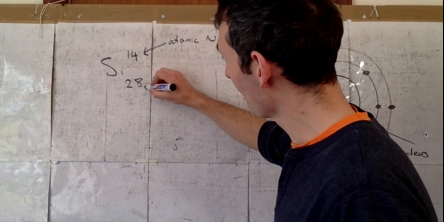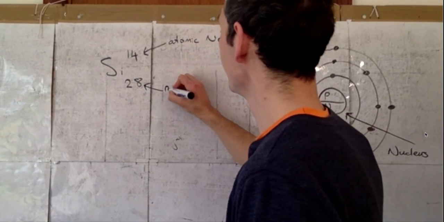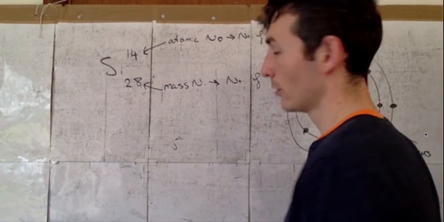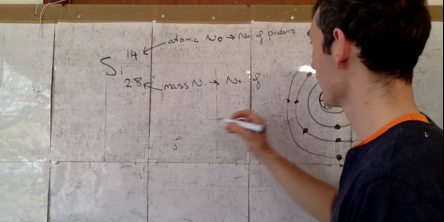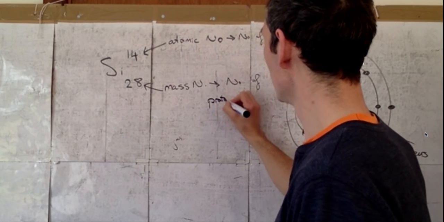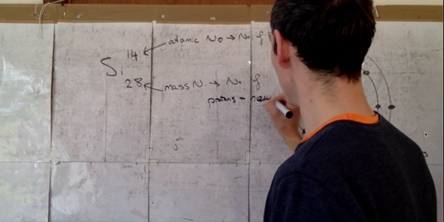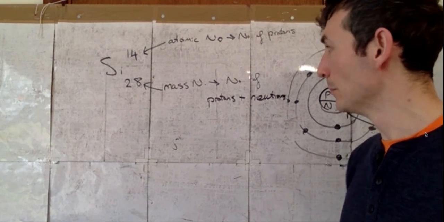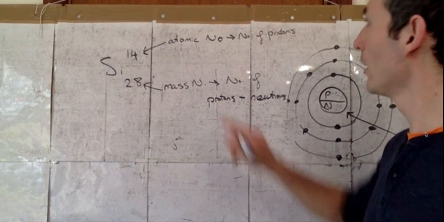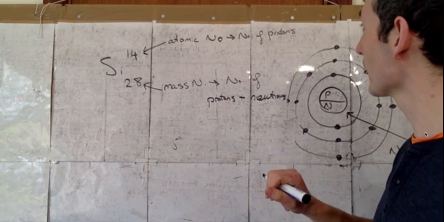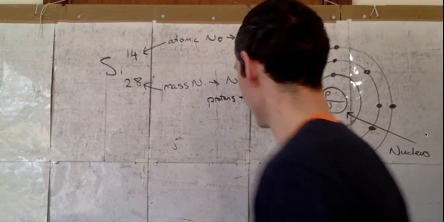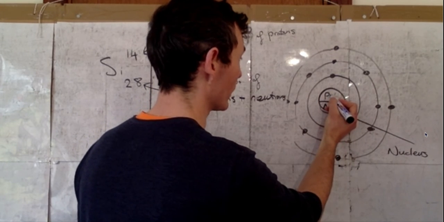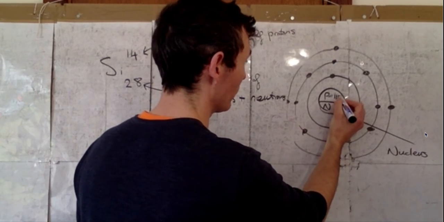Now down below here is what's called the mass number. And this is the number of protons and neutrons combined, protons plus neutrons. Right then, so if we were to actually build this atom, we now know that we have to put in 14 protons. Okay, so to start off, you would, in the center of the nucleus, put our protons, equal to 14.